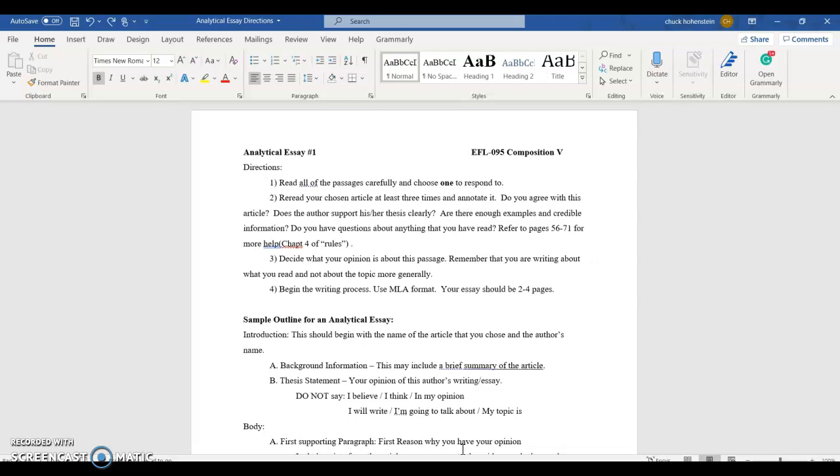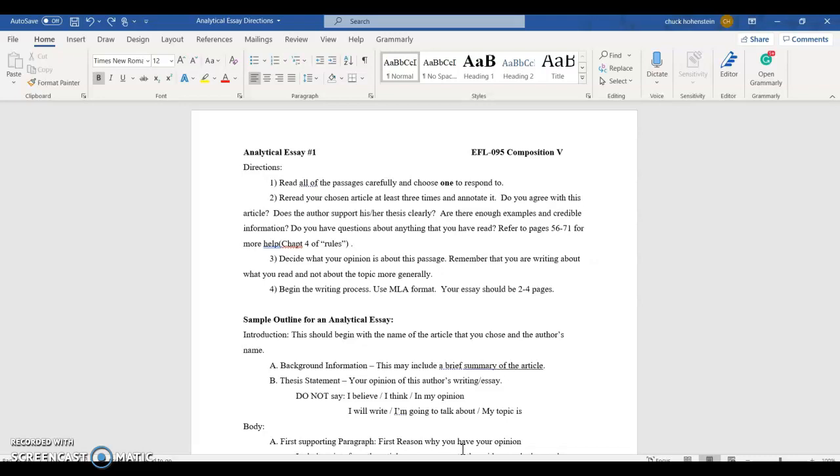Questions you can ask: Do you agree with the article? Does the author support his or her thesis? Are there enough examples? Do you have any questions? Again, Chapter 4 Rules is really a good source. And I want you to decide what your opinion is going to be about this passage. Remember, you are writing about what you read and not about the topic more generally.